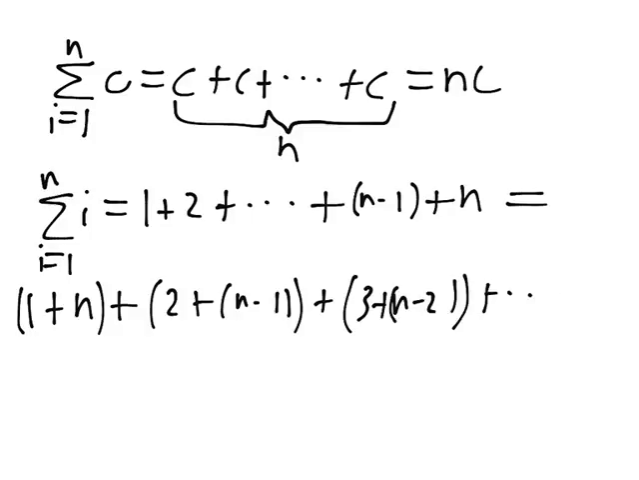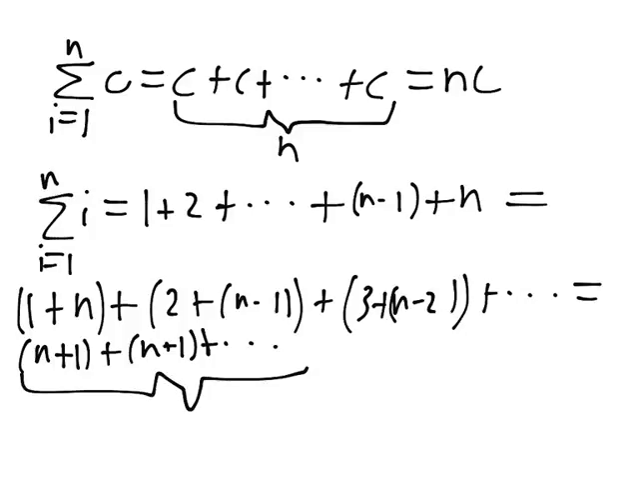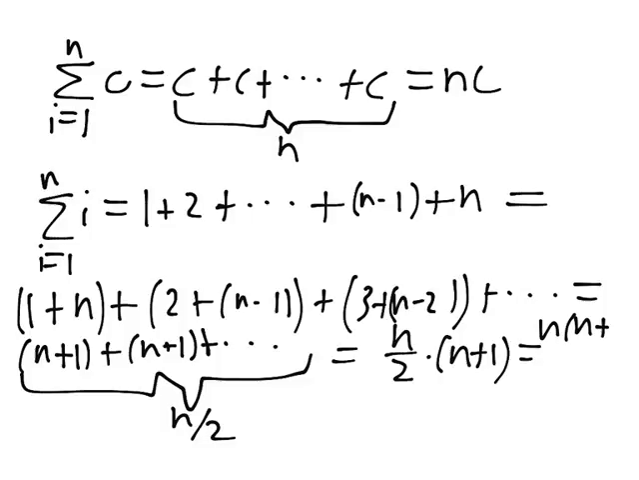etc. Notice that each of these pairs of terms adds up to n plus 1, so really we just have several copies of n plus 1. And since we know that there's exactly n terms that we're adding up in total, the number of these copies of n plus 1 must be n over 2. So this is equal to n over 2 times n plus 1, or n times n plus 1 over 2.